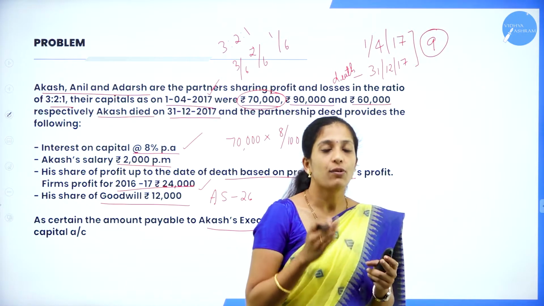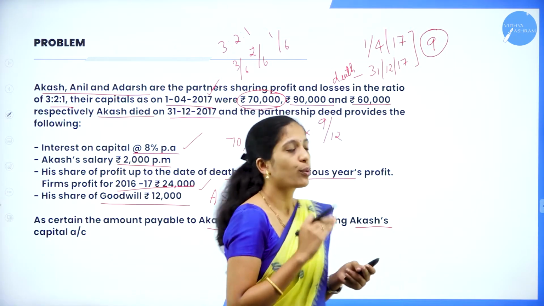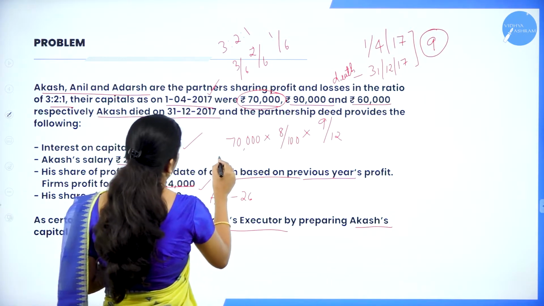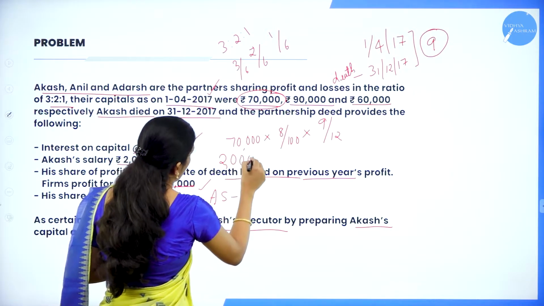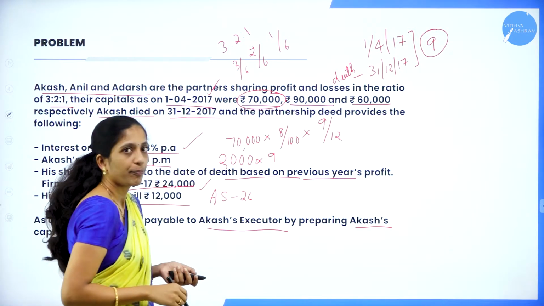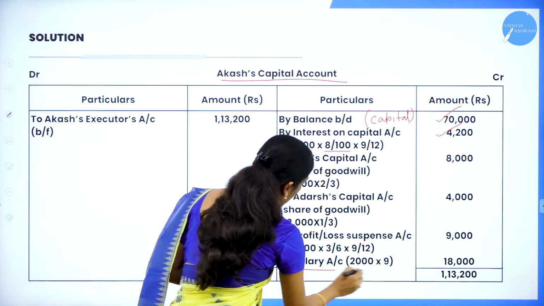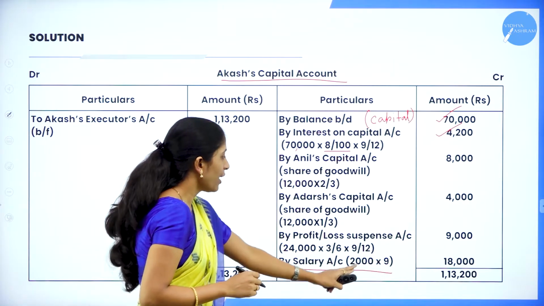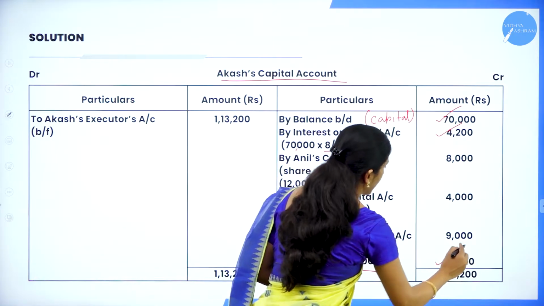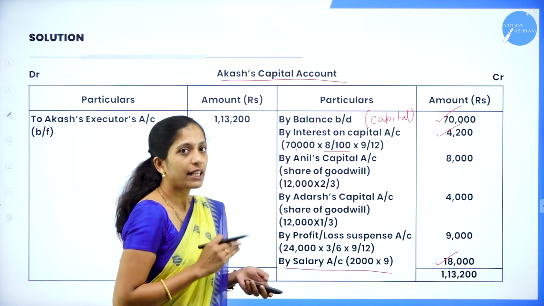Next, what they have told: Akash salary 2,000 per month. So, we know he was there only for 9 months. So, we have to calculate. How to calculate? 2,000 per month in the sense 2,000 into 9. Clear? So, how to record the salary? By salary account. That is by Akash salary, 2,000 into 9. So, we'll get 18,000.